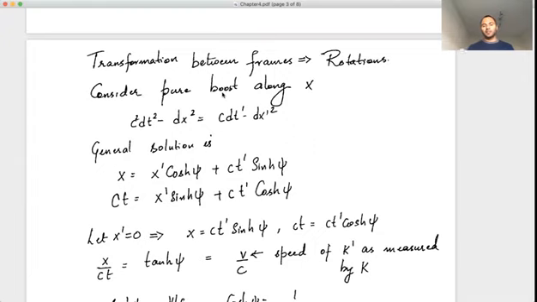Let's consider a scenario where there are 2 frames and the relative velocity between them is only along the x-axis. In the language of special relativity, you say that there is a Lorentz boost along the x-axis. That means that nothing is going to change on the y and the z dimension. So your transformation equations now become simpler.